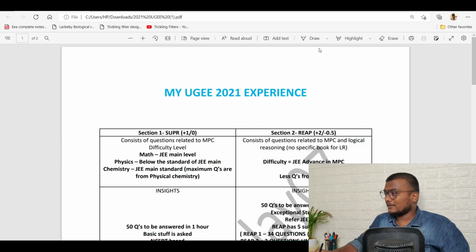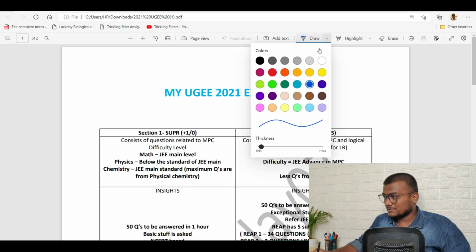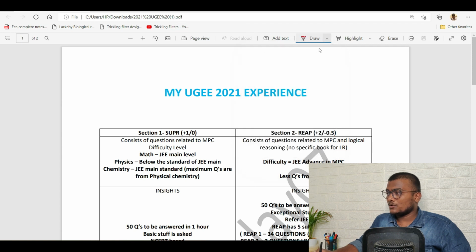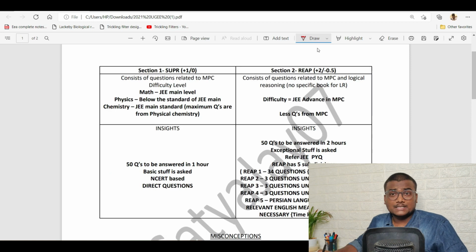This particular review is given by one of our subscribers called Satya Jay. He wrote UGEE 2021 and gave his experience. As you guys know, under UGEE you will have two sections. The first section will be SUPR and the second section will be REAP. SUPR will be mostly related to your subject proficiency. When it comes to REAP, it is research related and logical reasoning. In SUPR, if you give a right answer you get plus one, and there is no negative marking in the first section.